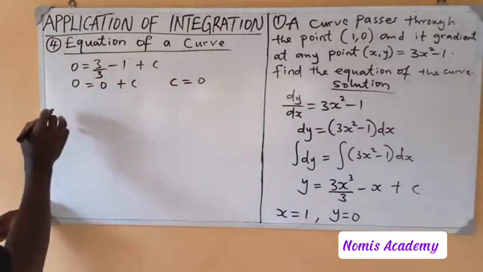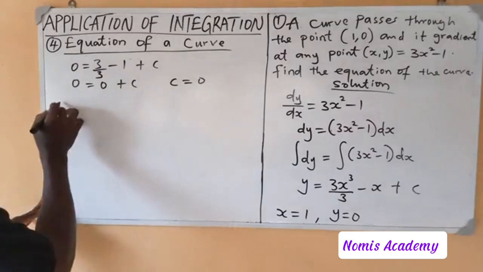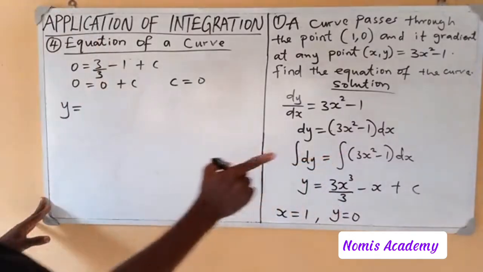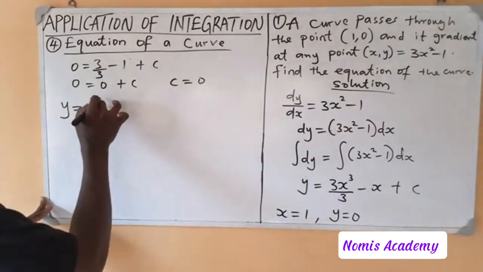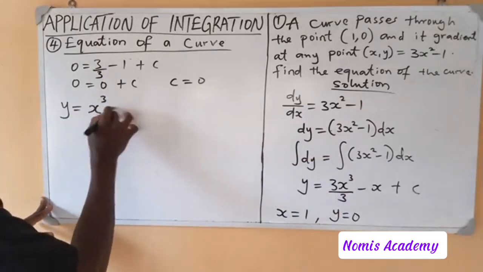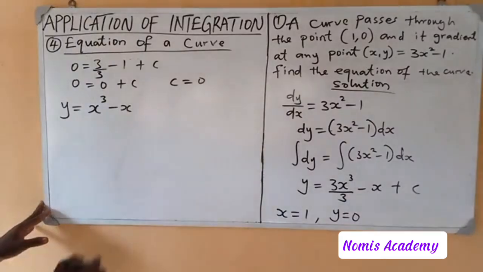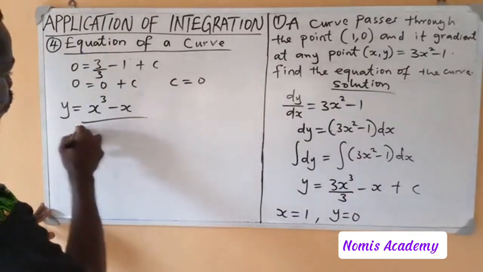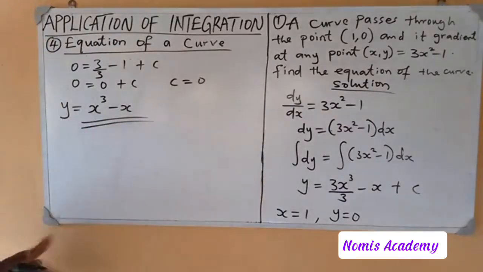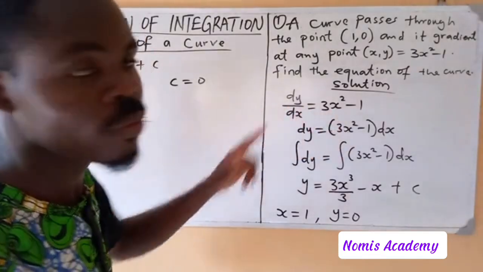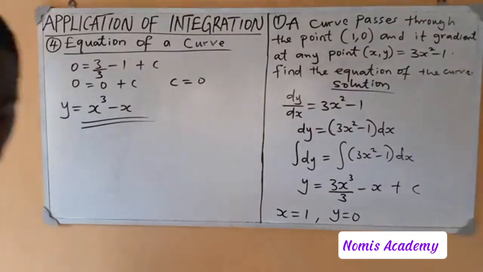So the equation of the curve: 3 divided by 3 is 1, so we have x cubed minus x. Now c is 0, so no need of writing it. This is the equation of the curve, and this is the gradient of the curve. Let's pick the final example.